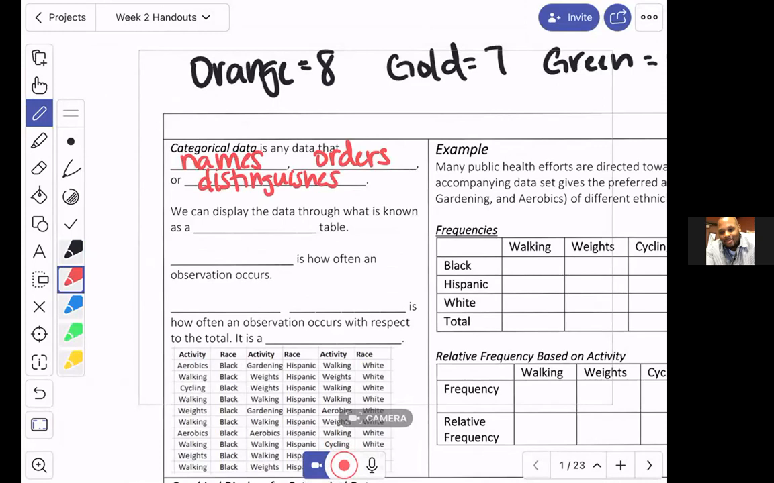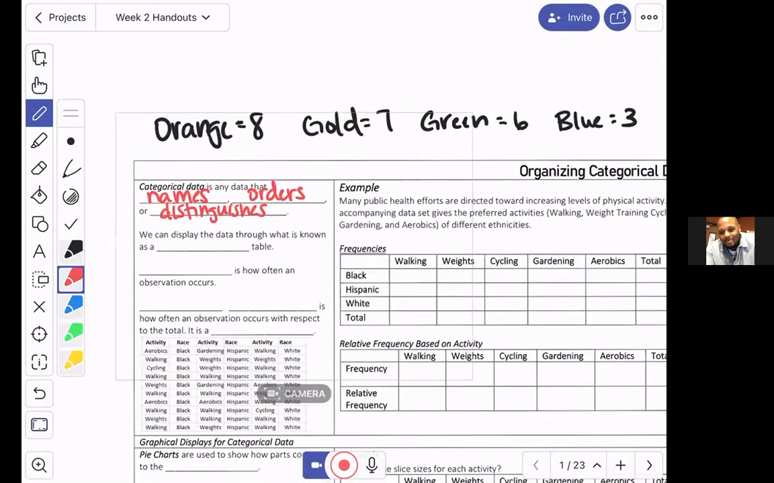And here I have the colors orange, gold, green, and blue. What am I doing there? What are these variables doing? Are they naming, ordering, or distinguishing? Distinguishing? Try it again. Naming. They're actually naming. We're naming the groups. We name the groups orange, gold, green, and blue.